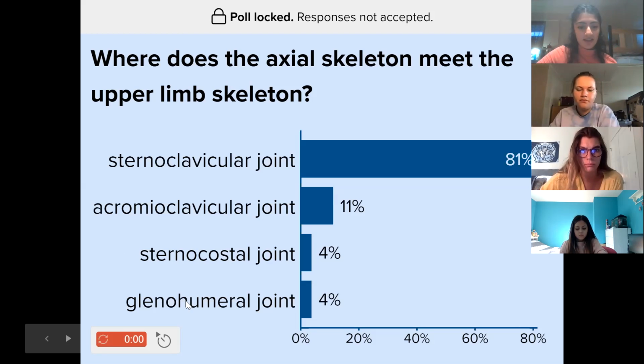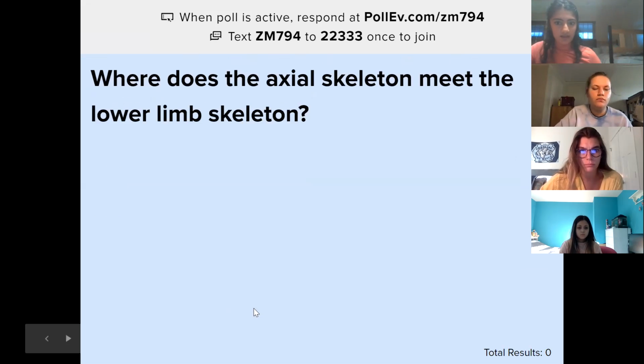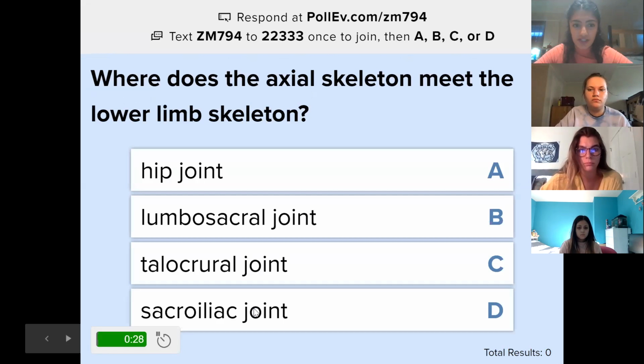Great. And then the glenohumeral joint we will also talk about. Alrighty. And here's one more question. Again, a basic recall, trying to get you thinking about how the axial skeleton will connect to the appendicular skeleton. So what do we think about this?